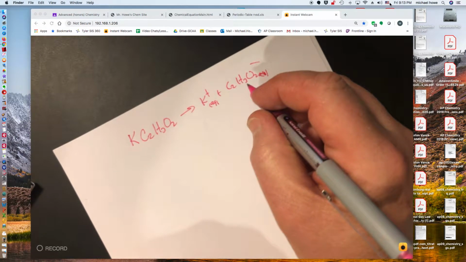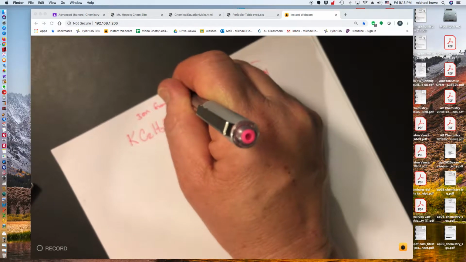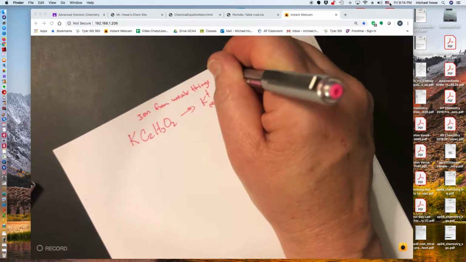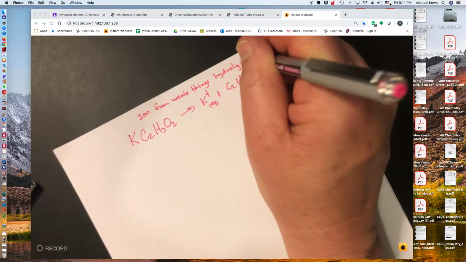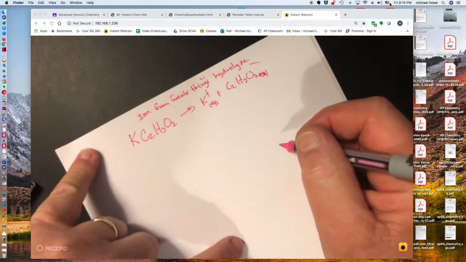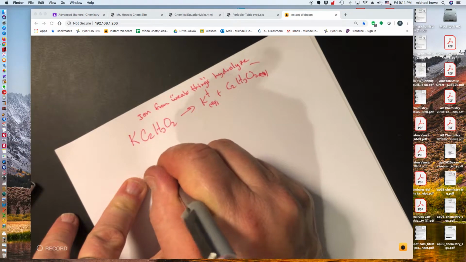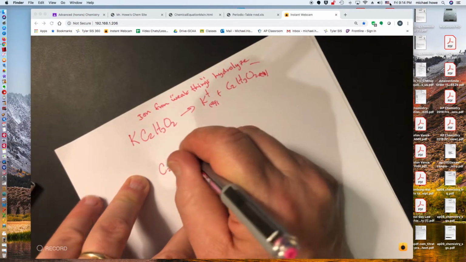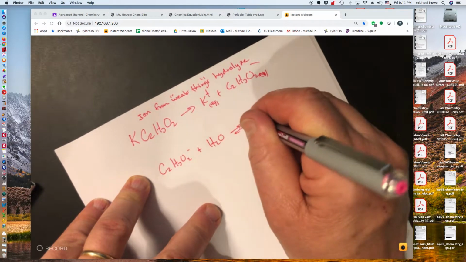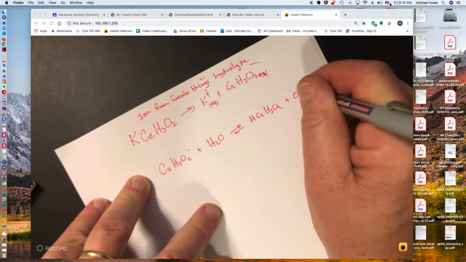So I always like to say that the ion from the weak thing, or from weak things, hydrolyze. They react with water. So the ion from the weak thing hydrolyzes. All right, so in this case, it's the ion from the acetate that reacts with water. So I'm going to have C2H3O2 minus. It's going to react with water. It's going to create HC2H3O2, and then the OH is going to be left behind.